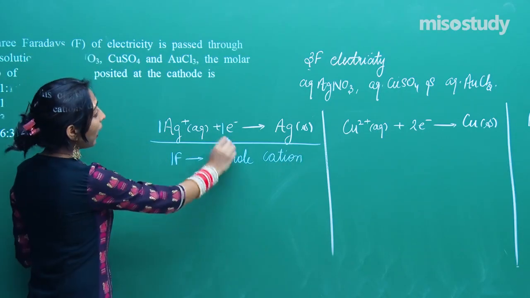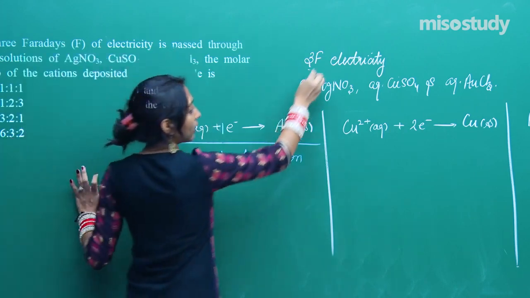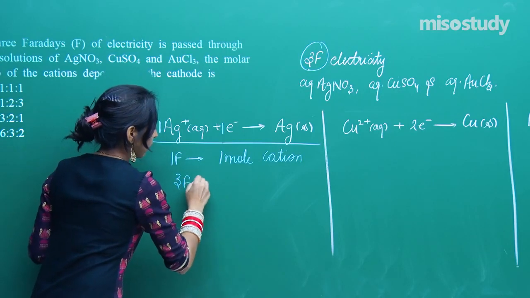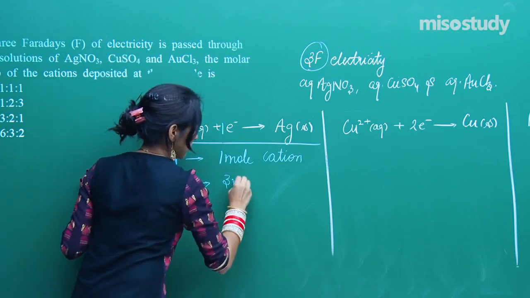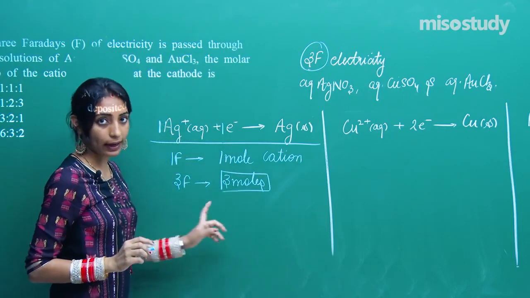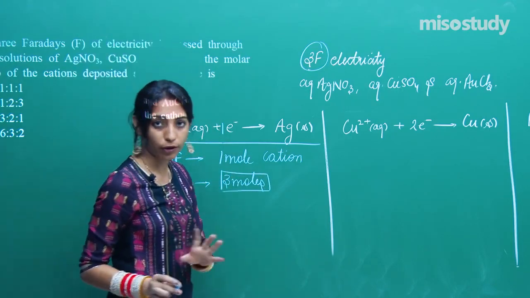Okay, but if I'm not passing 1 Faraday, I am actually passing 3 Faradays of electricity. So when I pass 3 Faradays of electricity, I will be getting 3 moles of cation. Okay, I am keeping it in a box because this is important.